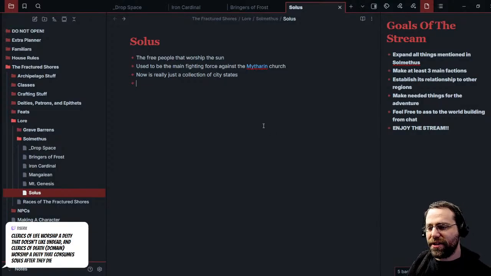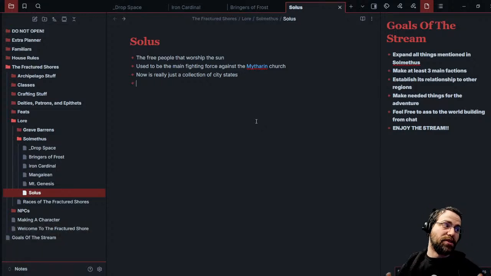Clerics of life worship a deity that doesn't like undead. The clerics of the death domain worship a deity that consumes all souls after they die. Yeah. Like, I have a nature-based deity of life and death, for example. It's all about the cycle, and despises undead because they break that cycle.